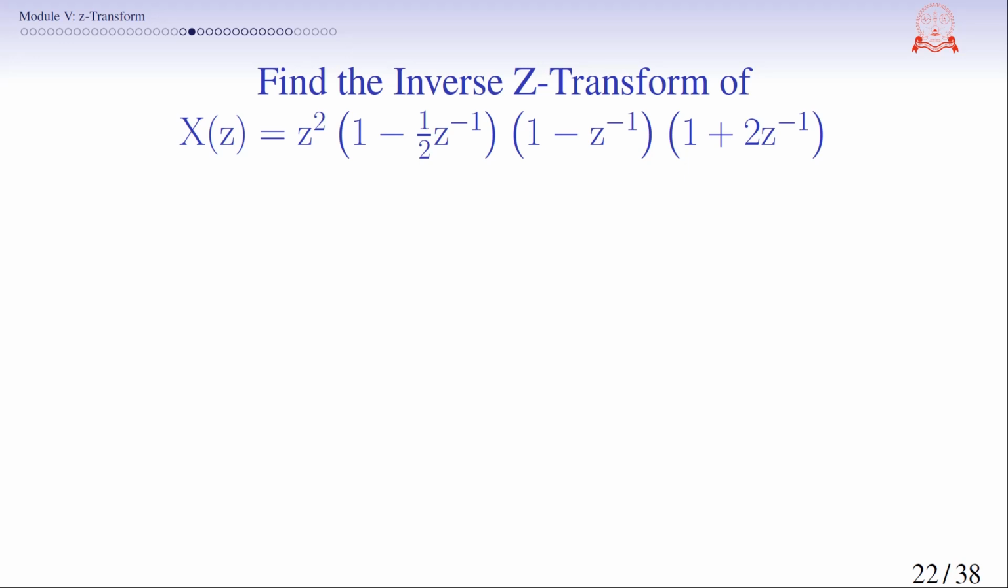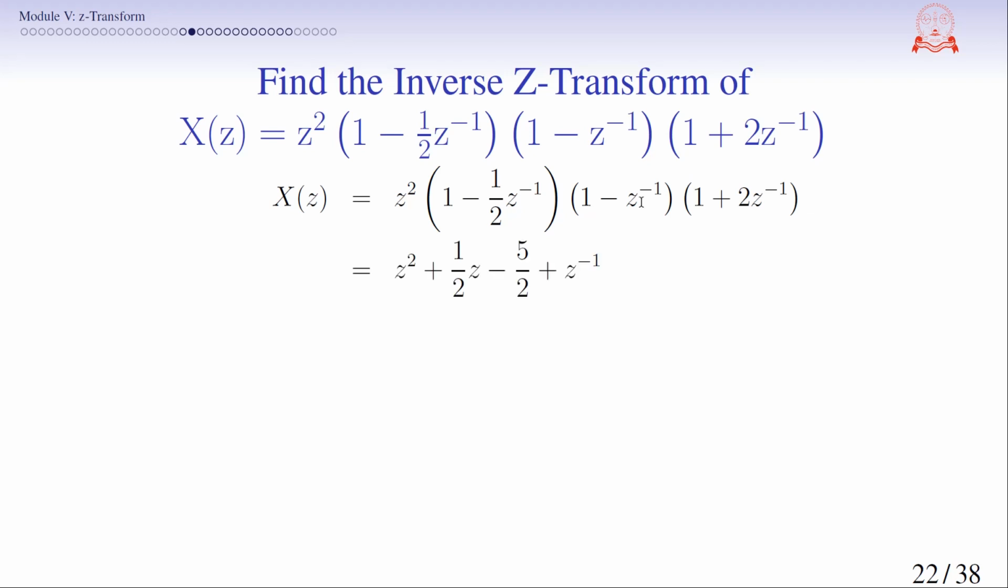Now let us go for an example. I have to find the inverse z transform of x of z equal to z square into 1 minus 1 by 2 z raised to minus 1 into 1 minus z raised to minus 1 into 1 plus 2 z raised to minus 1. So first of all, I have to multiply the terms so that I will get x of z as z square plus 1 by 2 z raised to 1 minus 5 by 2 plus z raised to minus 1.